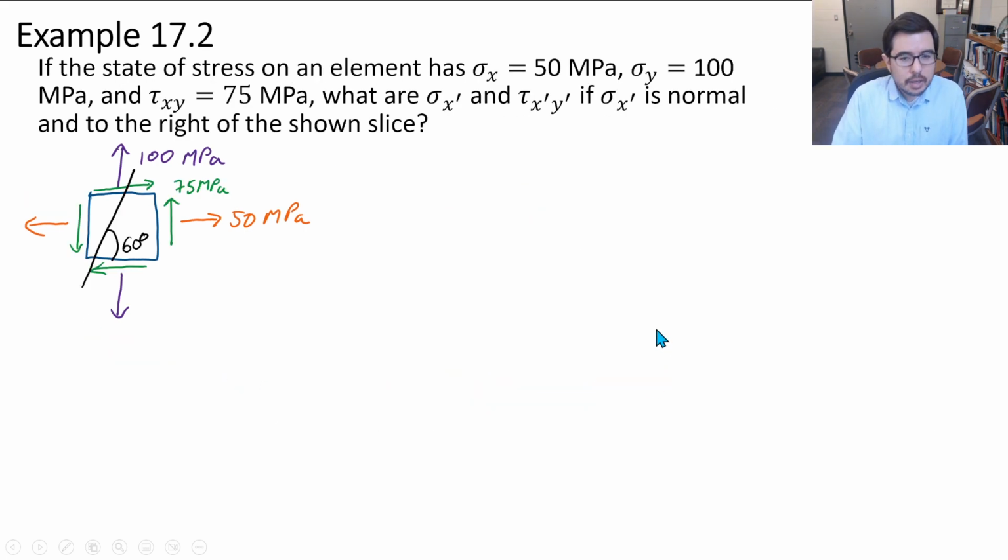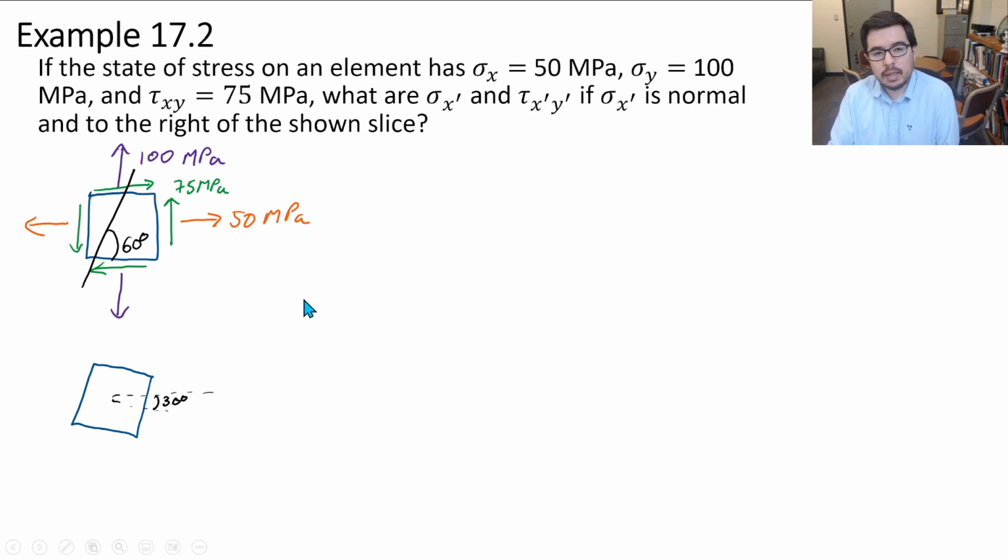Let's do another example. This one is more complicated because tau xy is not 0. That means we're going to have more stresses, and thus more forces acting on these cuts, and we're going to need to do a little bit more careful job of counting.